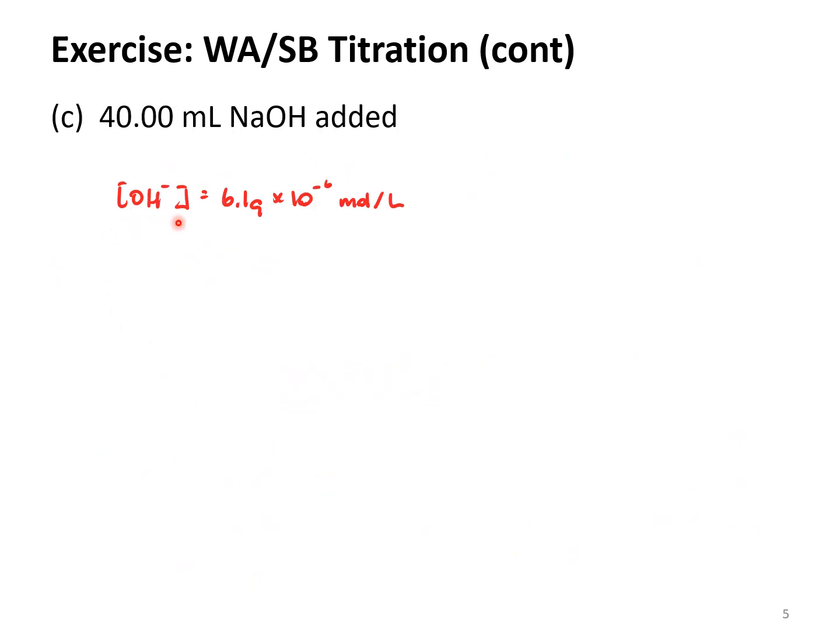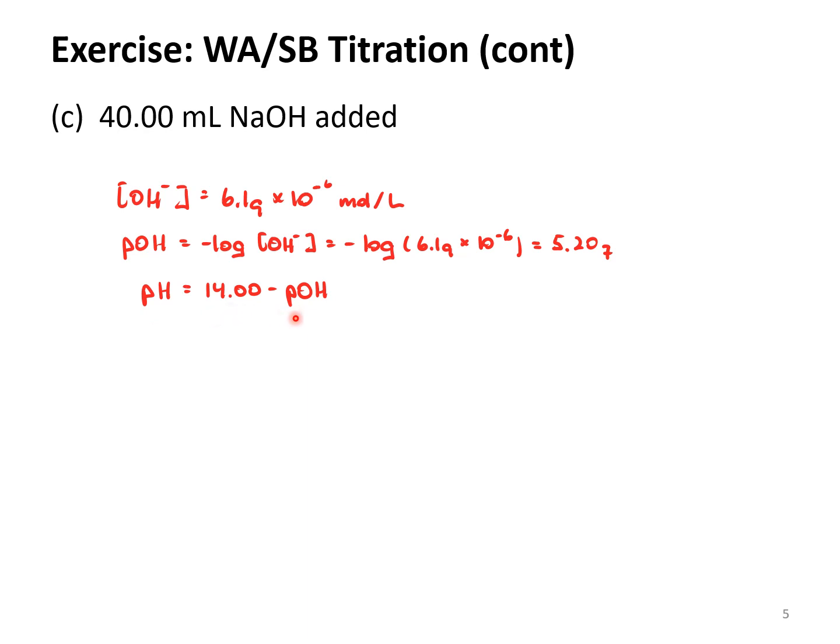So now that we know the hydroxide concentration, we can calculate the pOH, where the pOH equals the negative log of the hydroxide concentration, and substituting the value in for the concentration of hydroxide, we get a pOH of 5.207. Finally, the last step is to convert from pOH to pH, and the pH equals 14 minus the pOH, which is 14 minus 5.207, which gives us a pH of 8.792. Rounding to 2 sig figs gives us a final pH of 8.79.